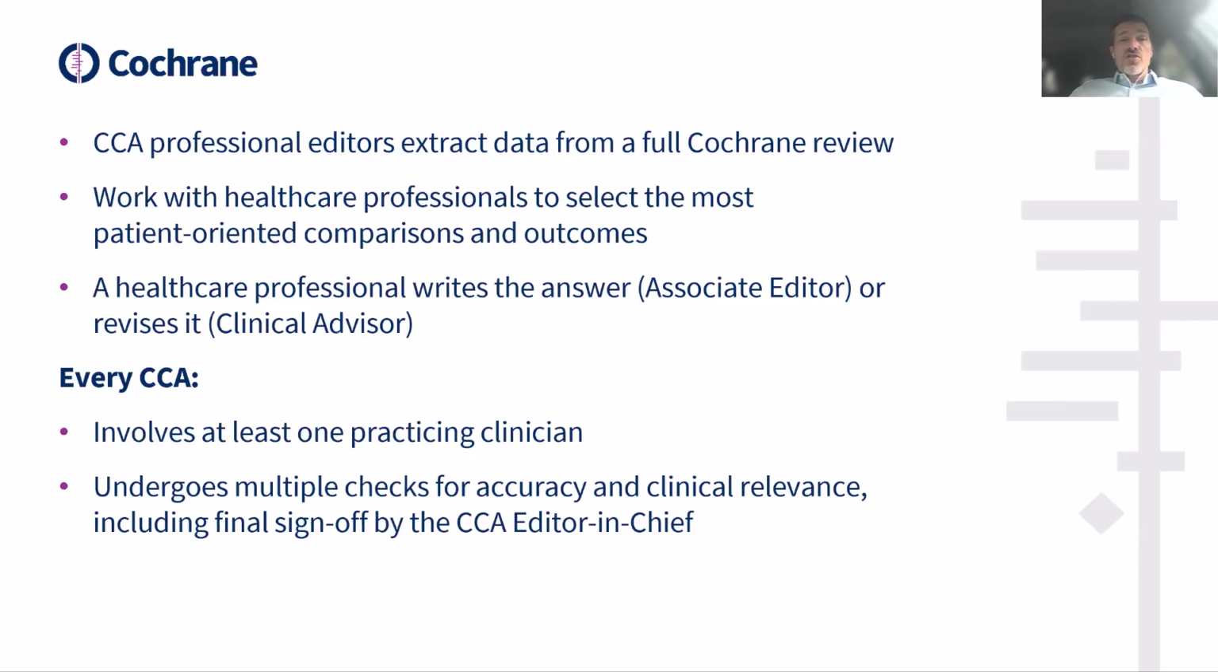Basically, we select the most patient-oriented comparisons and outcomes. Remember, the idea of disease-oriented versus patient-oriented outcomes is very important, and it's a distinction that I want to emphasize. An example of disease-oriented evidence would be what someone's blood pressure is. We know, or we believe we know, that when we lower blood pressure, we reduce the risk of heart attack and stroke over time.